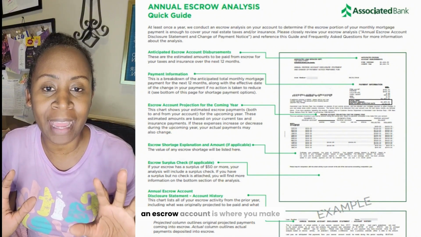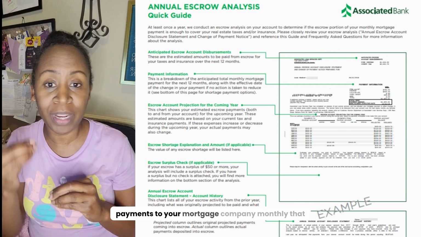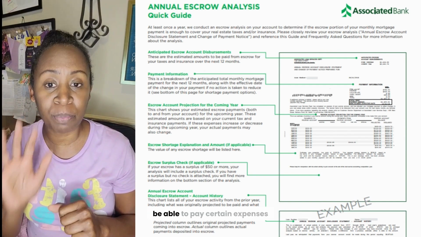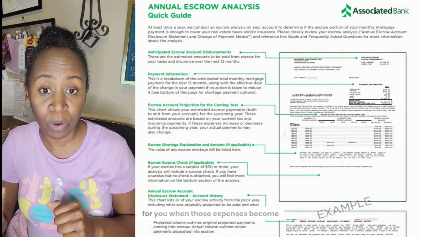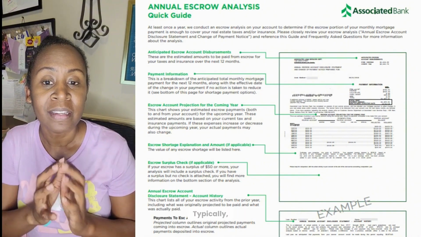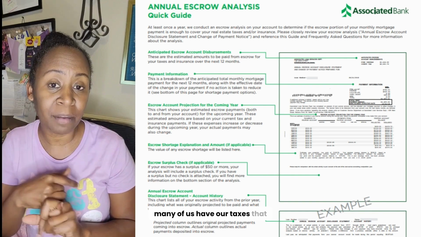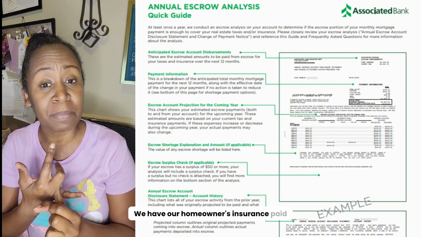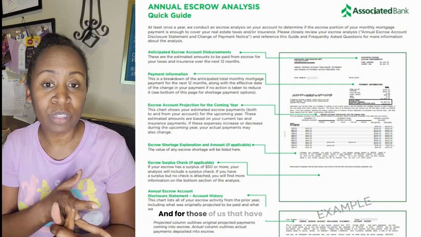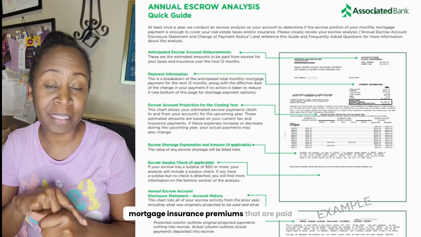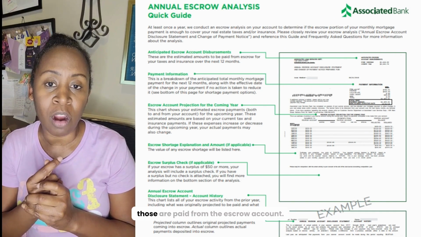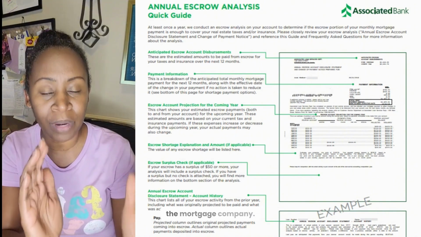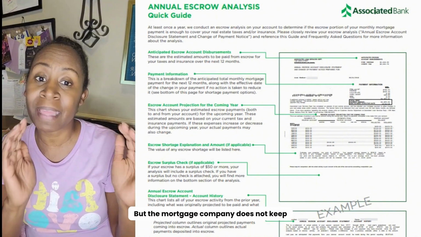Now, remember, an escrow account is where you make payments to your mortgage company monthly that they set aside to pay certain expenses for you when those expenses become due. Typically, many of us have our taxes paid out of our escrow account. We have our homeowner's insurance paid out of our escrow account. And for those of us that have mortgage insurance premiums, those are paid from the escrow account as well. So those monies are sent to the mortgage company, but the mortgage company does not keep that money.